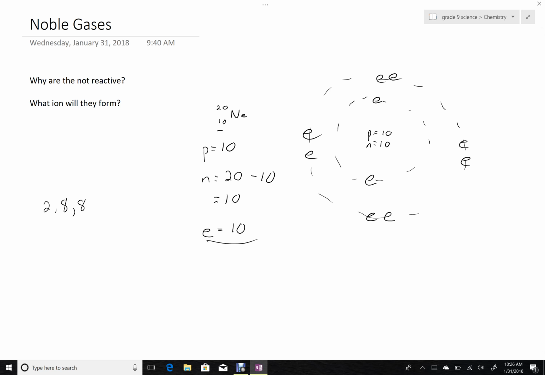And so what we notice with the noble gases, and you can do this for any of the noble gases, is that once you get their Bohr-Rutherford diagram set up, their outer shell is full when they are neutral. So they don't form an ion.